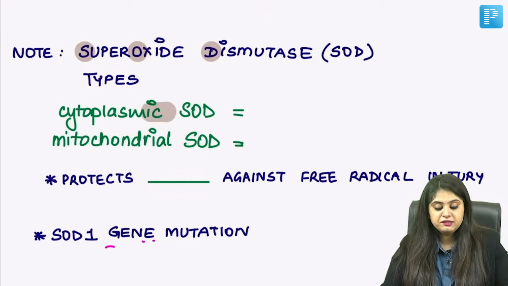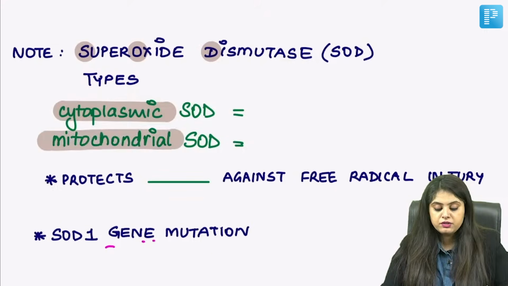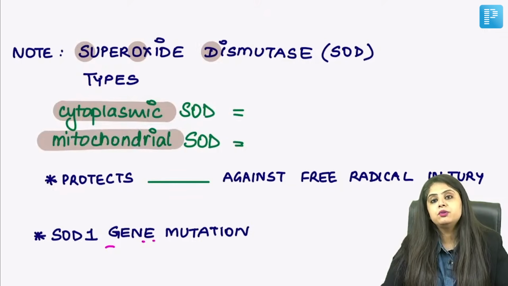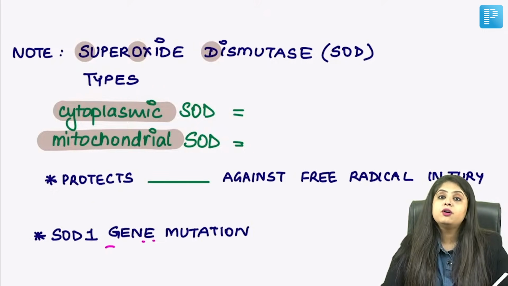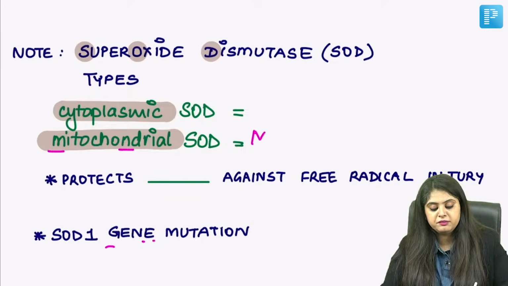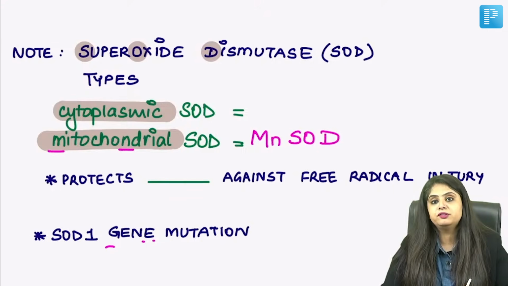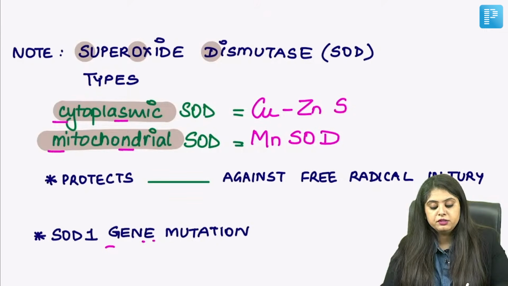It is present in the cytoplasm of the cell also. So I call it cytoplasmic superoxide dismutase. It is present in the mitochondria of the cell also. That is mitochondrial superoxide dismutase. How simple, cytoplasm and mitochondrial. Why did I remind you? Because their composition is different. Mitochondrial superoxide dismutase is made up of manganese. So it is the manganese superoxide dismutase. Whereas cytoplasmic is the copper and zinc superoxide dismutase.